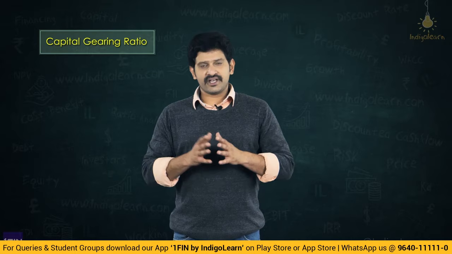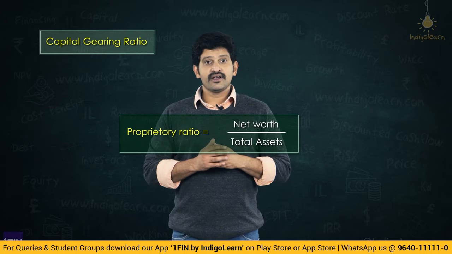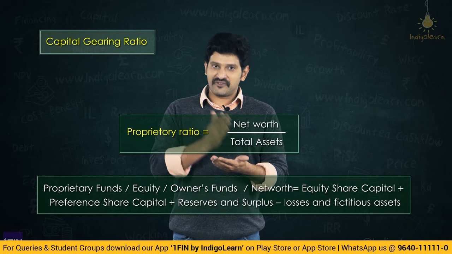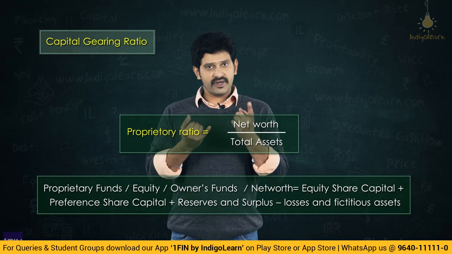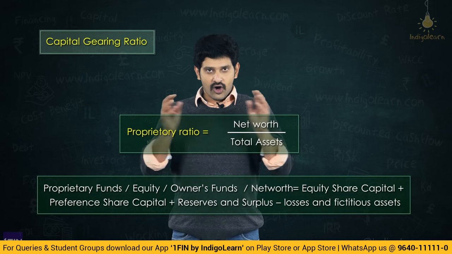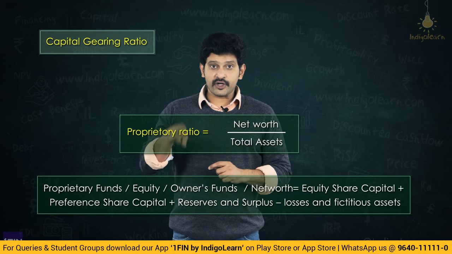And the last one is proprietary ratio, that is net worth divided by total assets. Now, what is net worth? Nothing but our equity, that is equity share capital plus preference share capital plus reserves and surplus. There are different names given for this equity. Equity can be called net worth, it can be called proprietor's fund, it can also be called owner's fund. Therefore, all these terms refer to equity share capital plus preference share capital plus reserves and surplus.